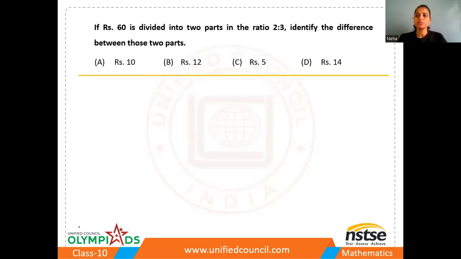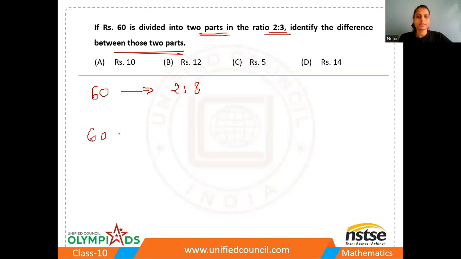Alright, let's move to the next one. If 60 is divided into two parts in the ratio 2:3, identify the difference between those two parts. Okay. So first of all, I have a number 60 and I have to divide this number in the ratio 2:3. Just follow the pattern which you have studied in ratio and proportion. So how do you divide the number?